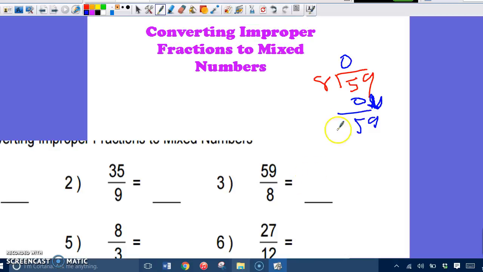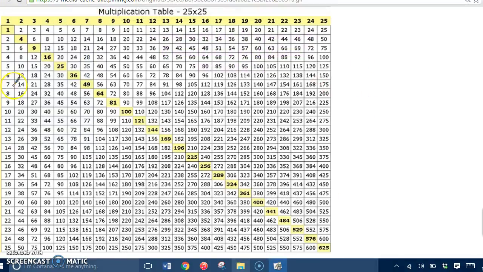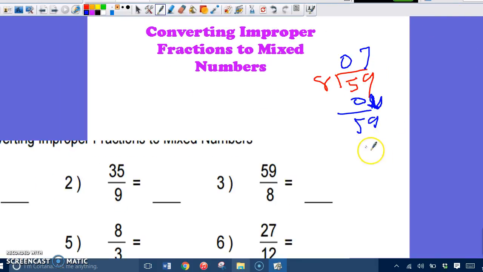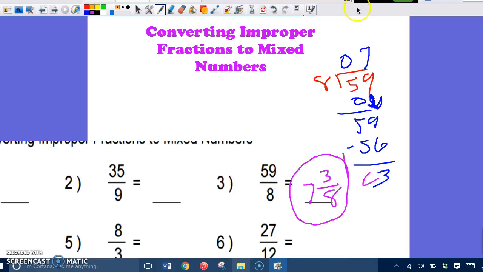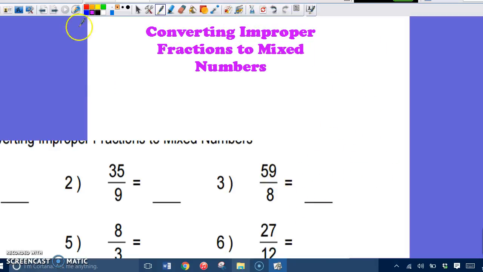So now I have 8 goes into 59 7 times, because 7 times 8, 56. Subtract. You have 3 left over. So my final answer here, 7 is your whole number. Your remainder is your numerator. Number on the outside of the house is your denominator. There you go. Okay.